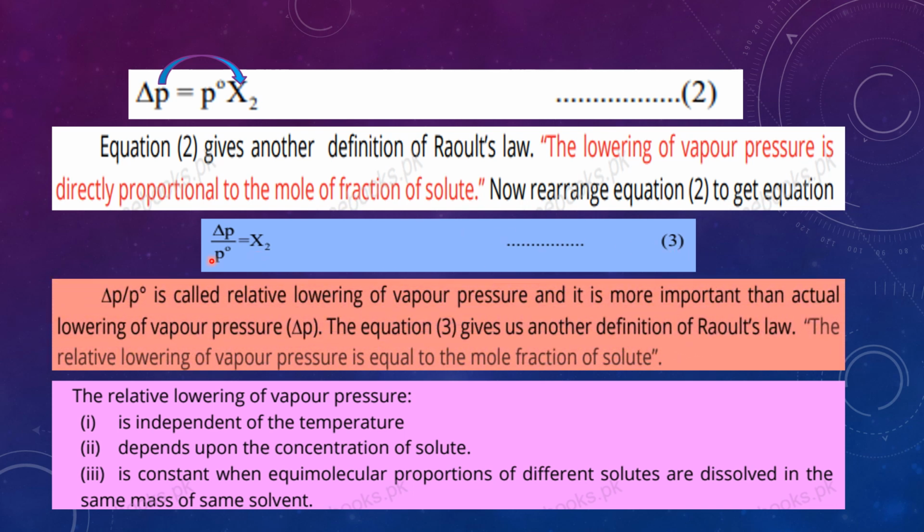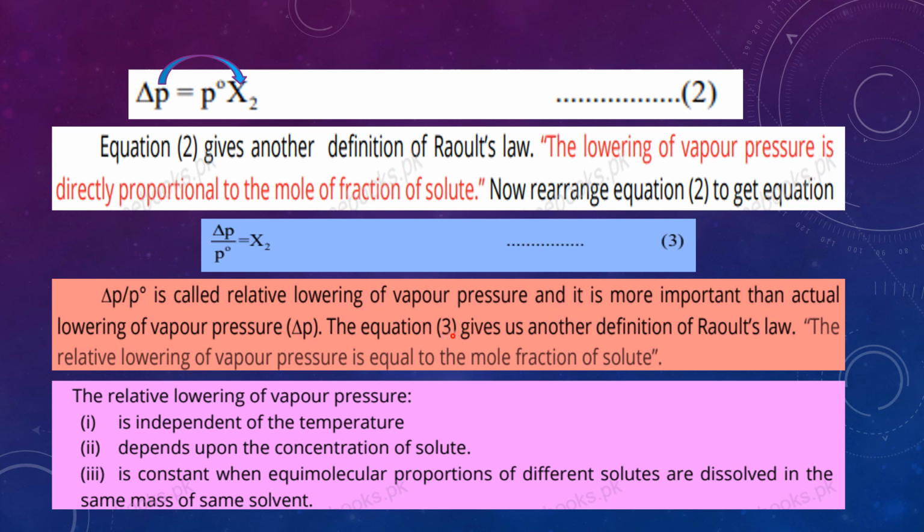And this delta P over P naught is called the relative lowering of the vapor pressure, and it is more important than the actual lowering of the vapor pressure. In actual lowering, we consider how much the vapor pressure of the pure solvent is lowered due to the presence of the solute, and relative lowering of the vapor pressure tells how much the vapor pressure is decreased.